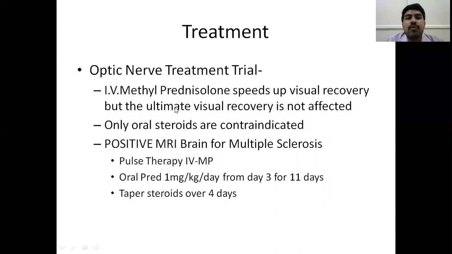And one more advantage they found is that if you give intravenous methylprednisolone, the chances of recurrences of optic neuritis are reduced, and the chances of going into multiple sclerosis, a demyelinating disorder of the CNS, are reduced, and also the vision recovery is fast. And that's why IV methylprednisolone is indicated in cases of optic neuritis. Only oral steroids are contraindicated, because if you give only oral steroids, the chances of recurrences are more, the vision may not recover properly, and the chances of going into multiple sclerosis are also more. Okay, so that is the optic neuritis treatment trial.